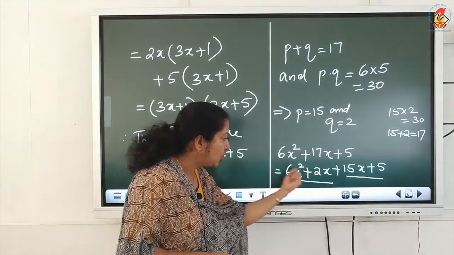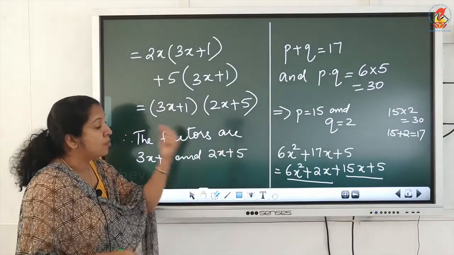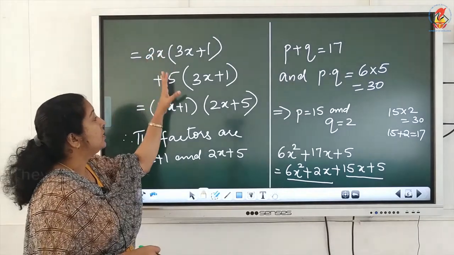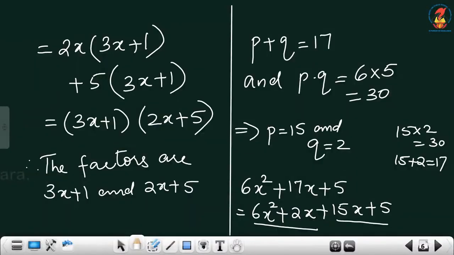After that, we have taken the common factor from first two and the common factor from last two. So, what we got is 3x plus 1 is the common factor of these two. Take out 3x plus 1, the remaining will be 2x plus 5. So, the factors are 3x plus 1 and 2x plus 5.